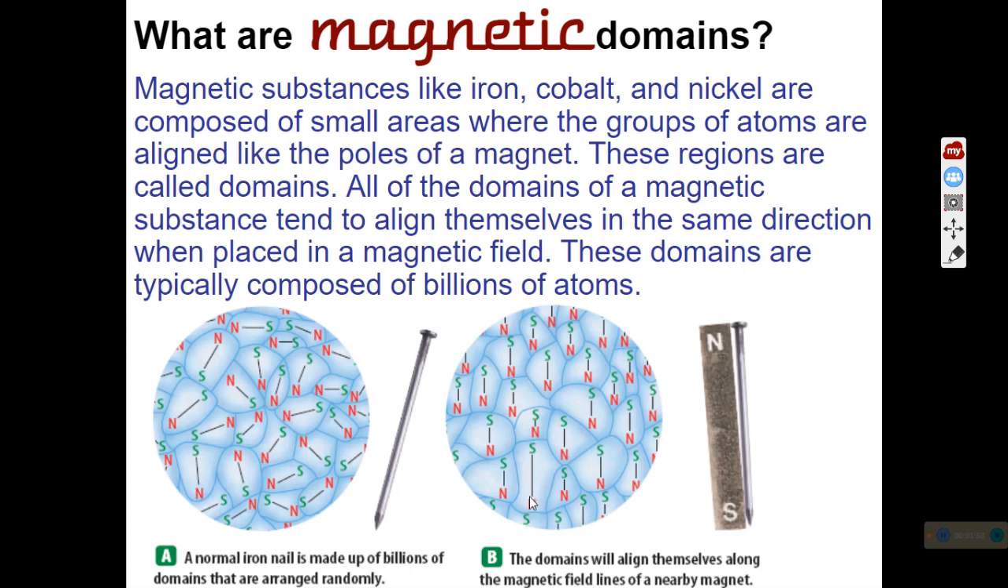So, if you look at image B, you can see the domains are going to align themselves when they're placed near a magnet. Now, we know an iron nail is not magnetic, which is why you see these not lined up perfectly. When we place a magnet near another magnetic object, the domains are going to align themselves. All souths are pointing up, all norths are pointing down, south and north are near each other.